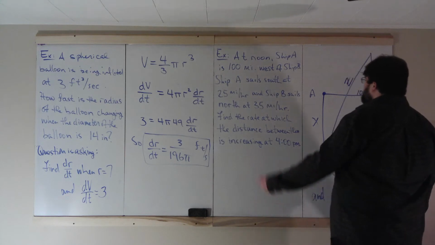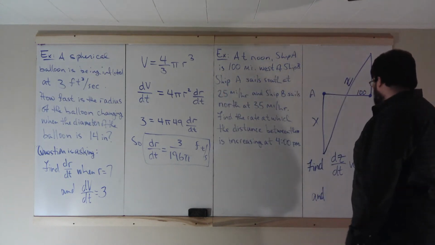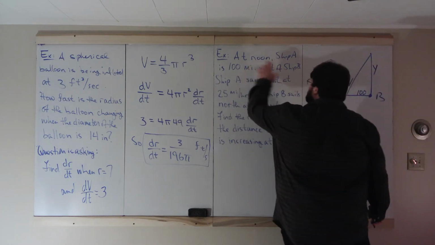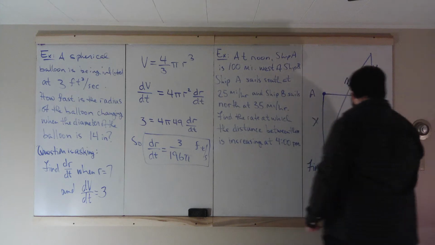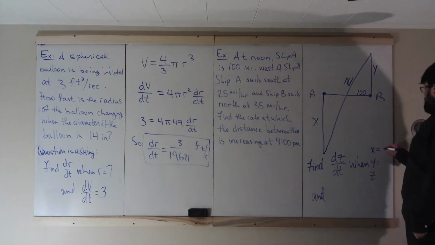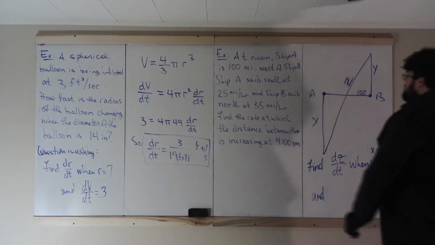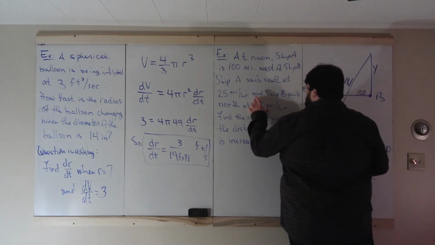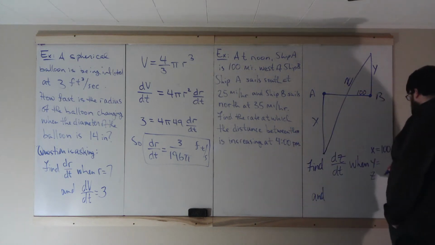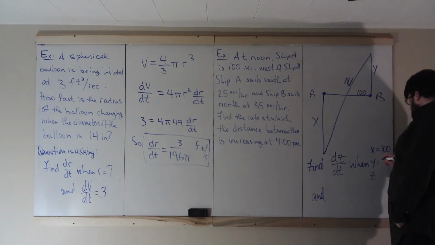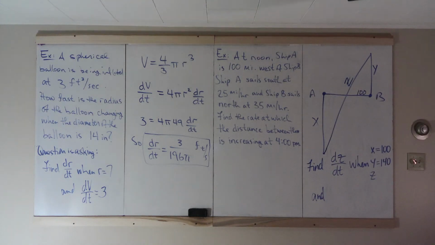Well, x is changing at 25 miles per hour. It starts at noon and travels for 4 hours. You go 25 miles every hour, so in 4 hours, you go 100 miles. Similarly for y, it goes 35 miles every hour. 4 hours would be 35 times 4, which is 140. What is z?